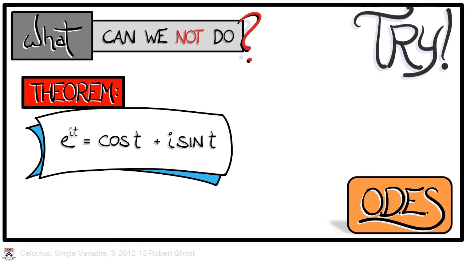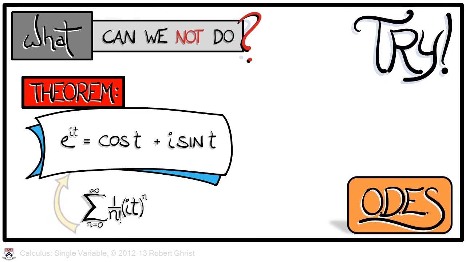Well, one obvious thing to do is write everything out in terms of Taylor series and show that the Taylor expansion for e to the it is equal to that of cosine t plus i times sine of t. However, you may recall that we used this result to derive the series expansions for cosine and sine, so that's a little bit of circular logic. What else could we do to try?